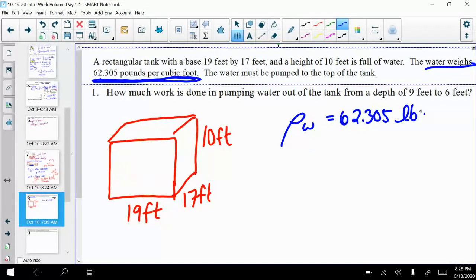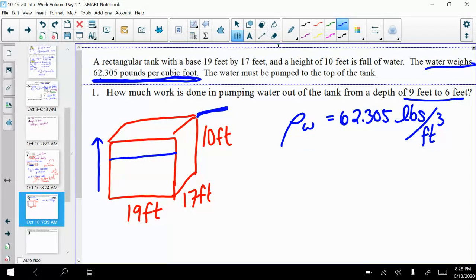62.305 pounds per cubic foot. Okay. And so we see, oh, look, if we multiply this by volume, we'll just be left with pounds. Okay. So now the water must be pumped to the top of the tank. And so we're lifting the water up to here. So water has to be moved up to here. So we're going from a depth of 9 feet to a depth of 6 feet.